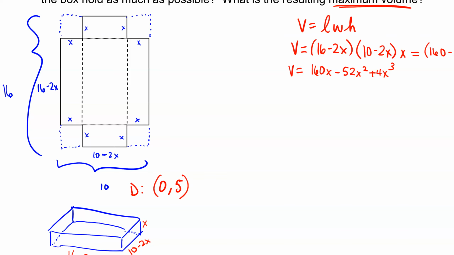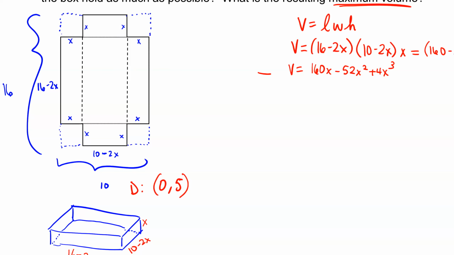So we want to maximize the volume, okay? We want to make it as big as possible. How do we find a maximum? Elliot? You find the volume, and then you find the derivative. Derivative, perfect. Let's take the derivative. 12x squared minus 104x.